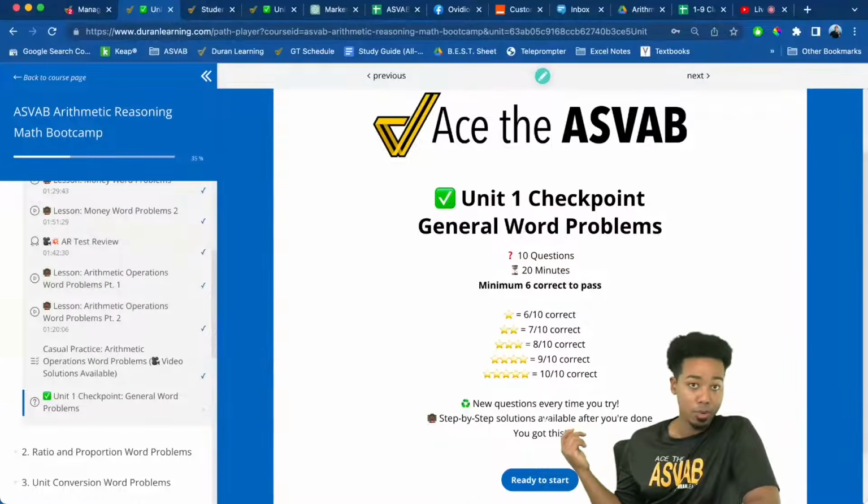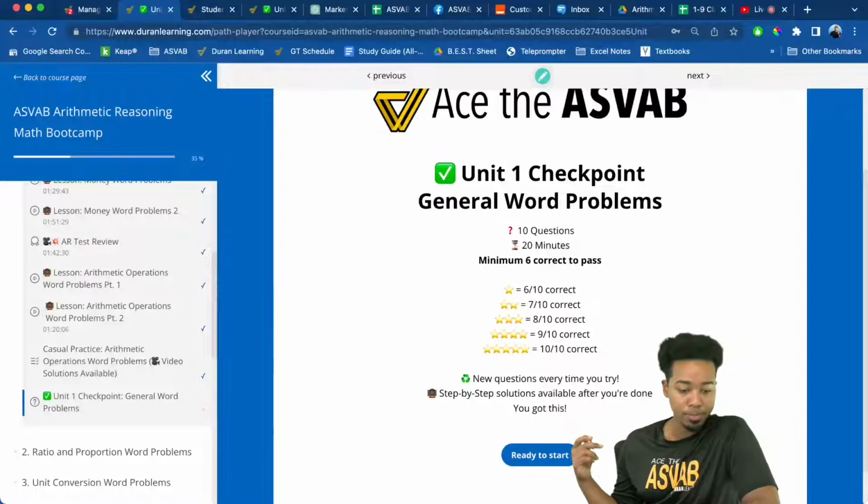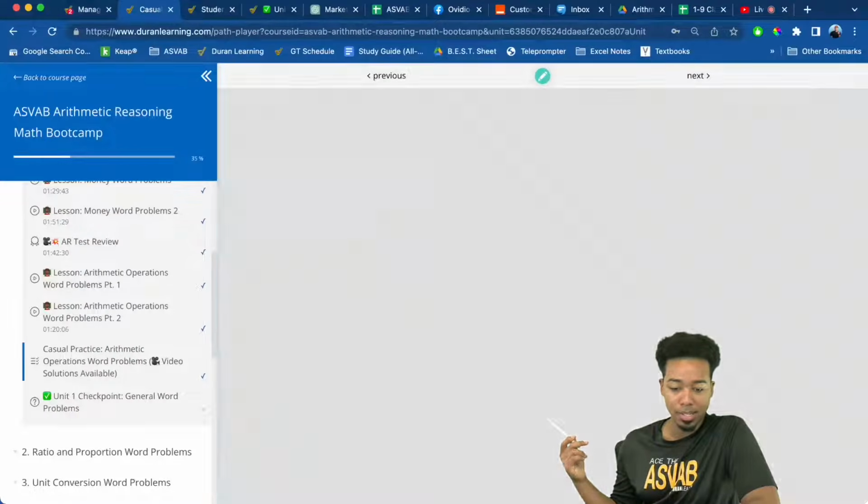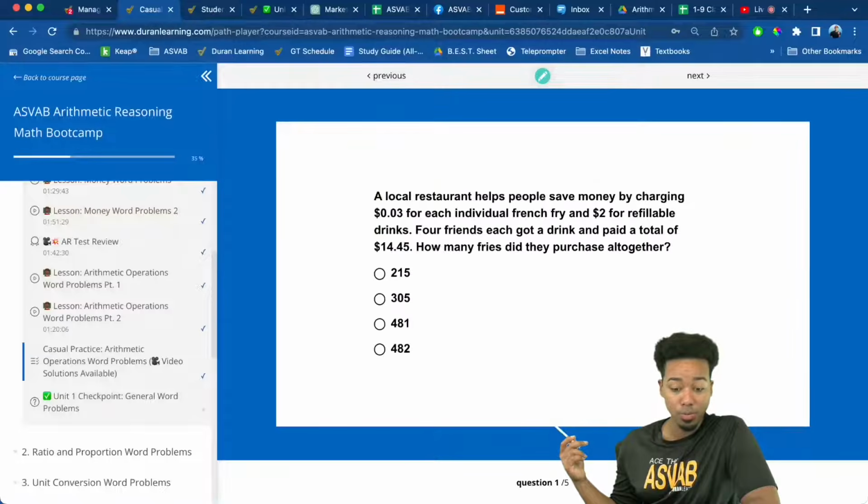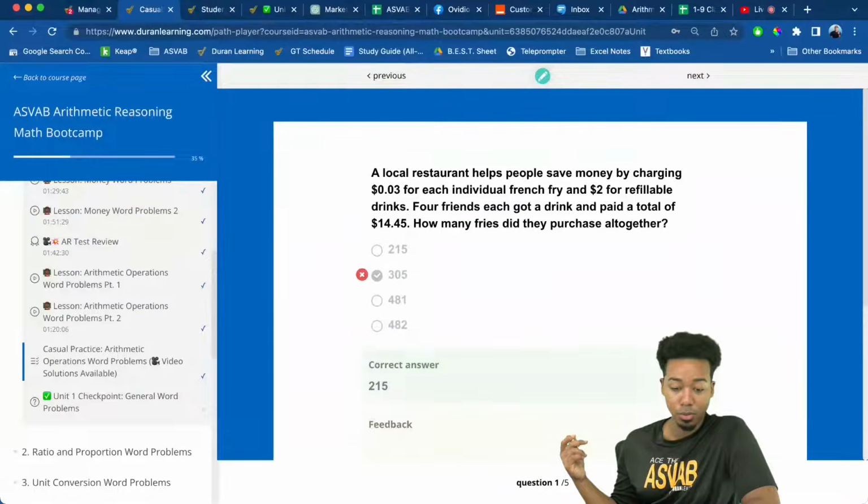This is where you're going to practice your unit completion speed drill and your checkpoint, but you're also going to have casual practice that has video solutions for you right there once you try the problem out.